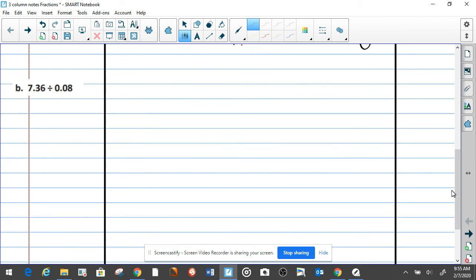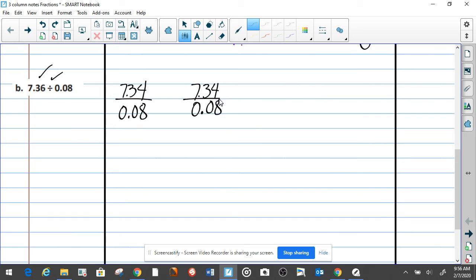So here's another one. Step one, like we said on the previous problem, is to rewrite this as a fraction. So 7 and 34 hundredths divided by 8 tenths. I rewrote it as a fraction. Now we're going to remove the decimal by multiplying by, well, let's find out.